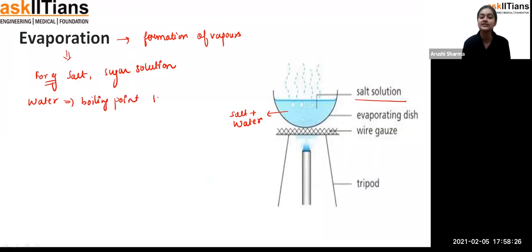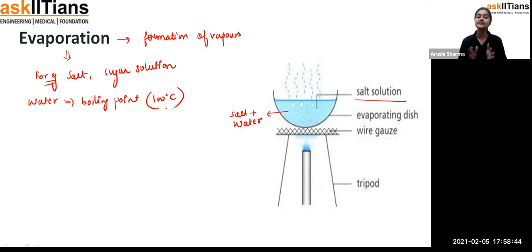Boiling point of water is 100 degrees Celsius. So what will happen, students, when you are heating it and the temperature is increasing? The water is also converting into the vapors. So when the water is getting into the vapors, the salt will be left behind, and that's how, students, the water and salt can be separated out.